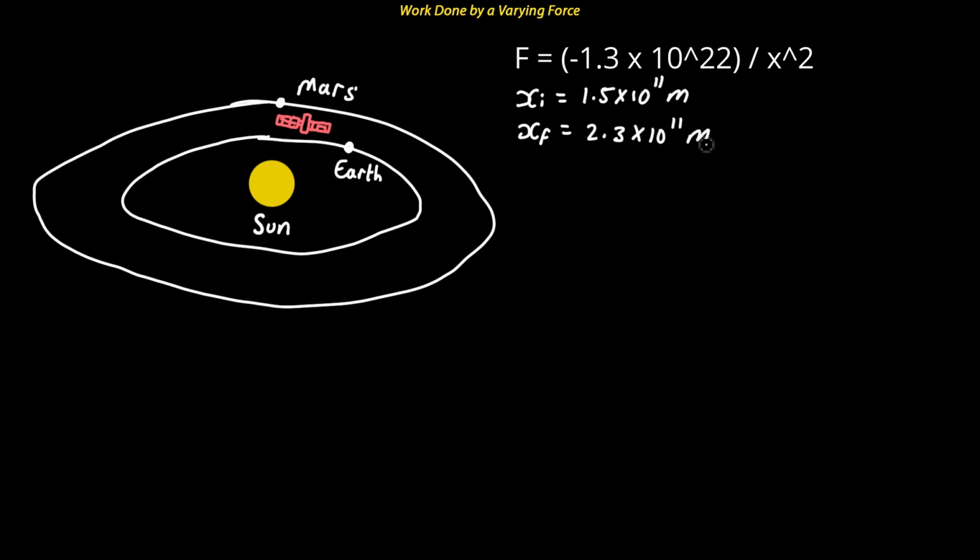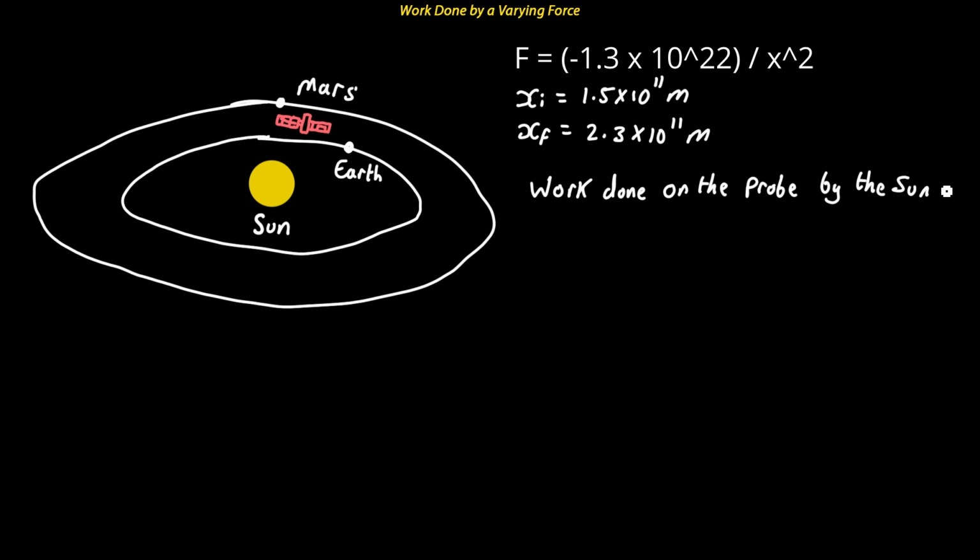So our probe starts off at the Earth's orbit and it's slowly moving towards Mars. So using integration, we need to determine how much work is done by the Sun on the probe as the probe moves away from the Sun. So our start position, x sub i, is 1.5 times 10 to the 11 meters. So that's 150 million kilometers, and that's the Earth-Sun distance. And its final position will be 2.3 times 10 to the 11 meters, or 230 million kilometers. So the average distance from the Sun to Mars.